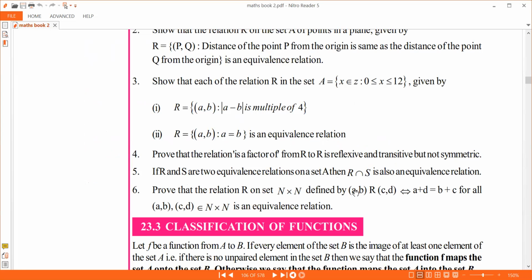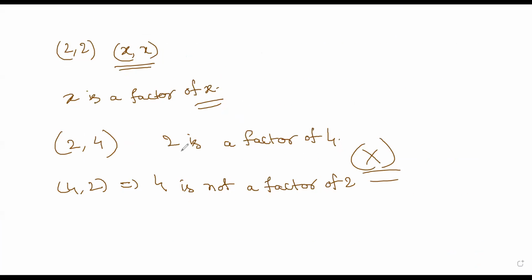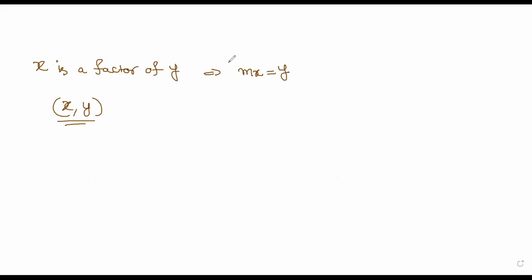Now that it is transitive, the transitive part we are not done. The transitive part is easy. I'll tell you how the transitive thing is. Suppose x is a factor of y. So we can write x comma y. X is a factor of y means it follows the relation like mx is equal to y. See, 2 is a factor of 4 means 2 times 2 is 4. Now x comma y belongs to R. So like this we write.